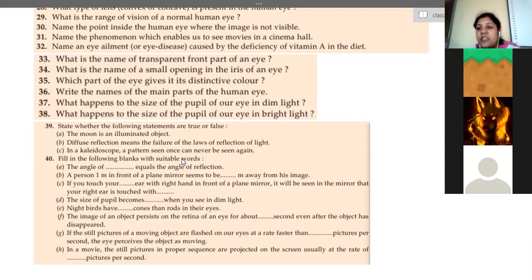Illuminated means it is illuminated. It is made brighter due to reflection, light falling on that, and after reflection. So that's a true statement.